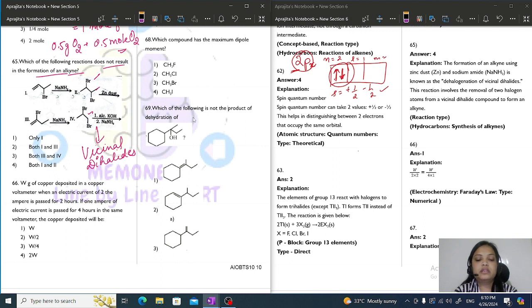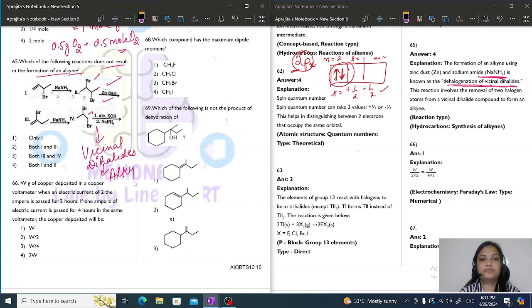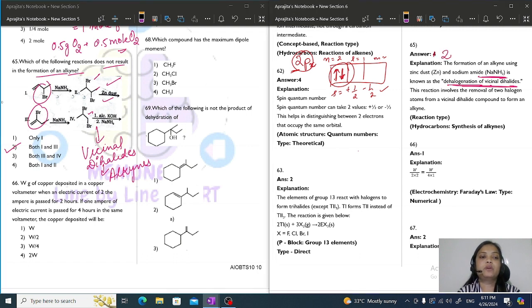So students, in this case, sodium amide, NaNH2, is a strong base. These vicinal dihalides undergo dehalogenation in the presence of NaNH2 to form alkynes. In this case, there is only one halogen in the first and third, so the first and third are not going to give us the alkyne, but the second and fourth will give you the alkyne because they are vicinal dihalides. So the answer is going to be option number 2, because we are asked which one will not give. The first and the third one will not give.